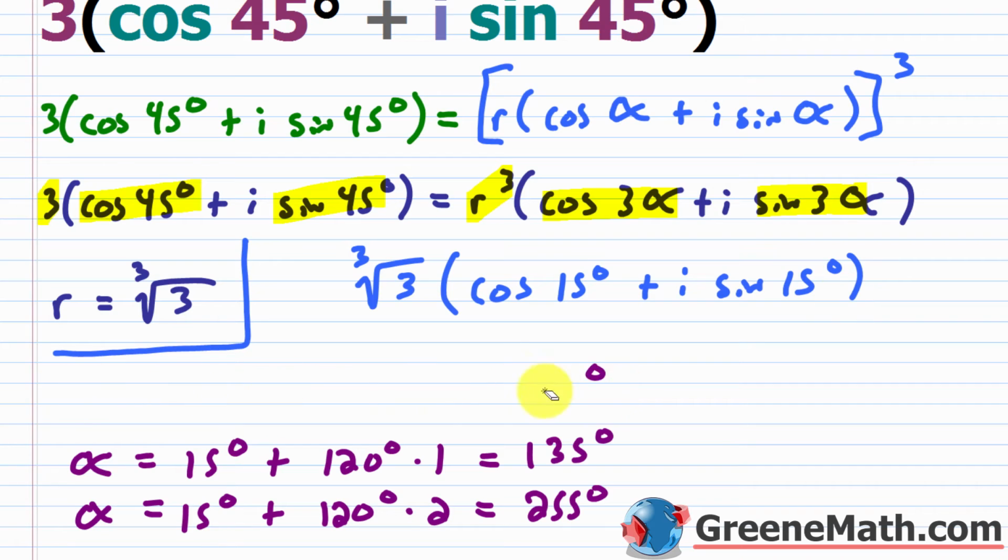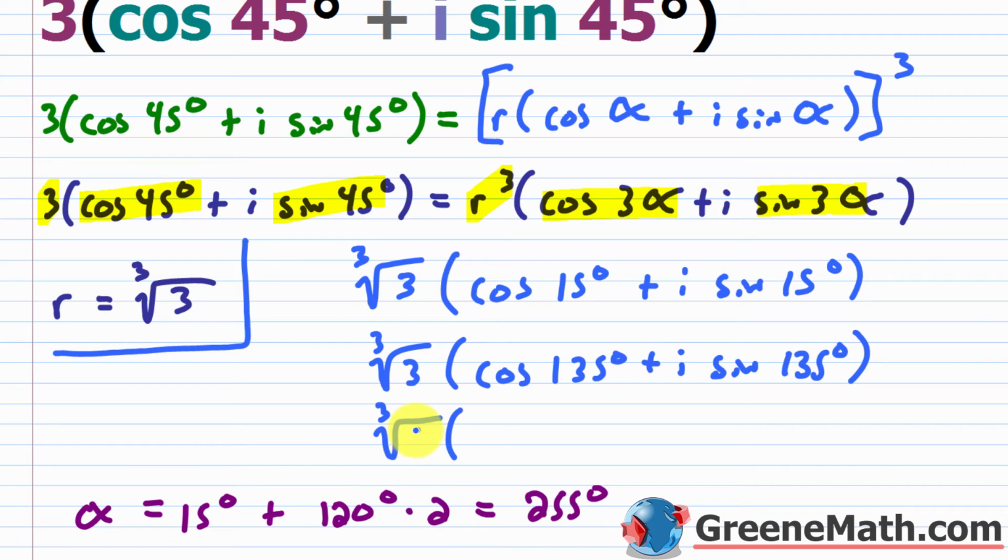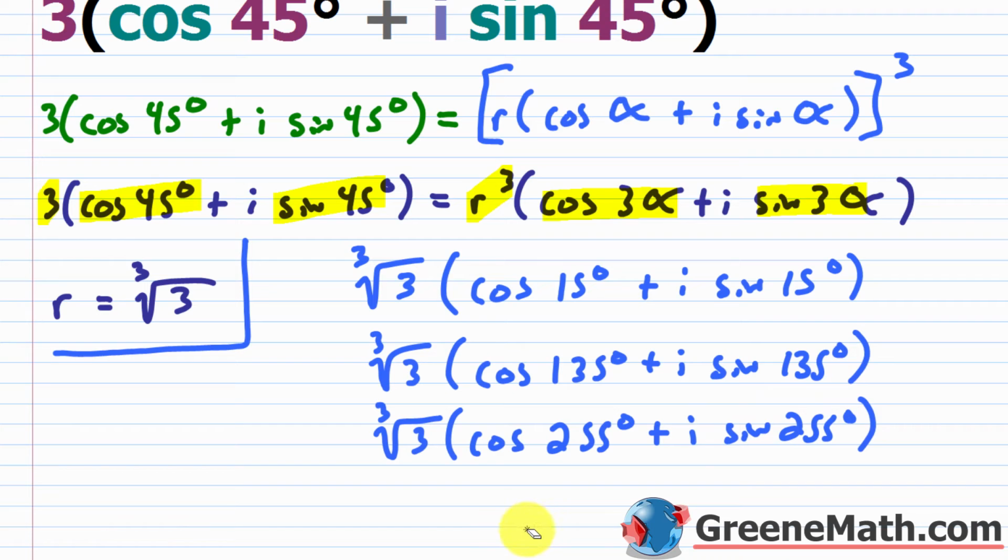Then the next one would be the cube root of 3 times the cosine of 135 degrees, plus i times the sine of 135 degrees, okay? And then your last root here, so the last cube root, would be the cube root of 3 times the quantity, the cosine of 255 degrees, plus i times the sine of 255 degrees, okay? Now, if you were to cube each one of these, you're going to get back to this right here. And we can just do it mentally. We don't need to actually go through it.